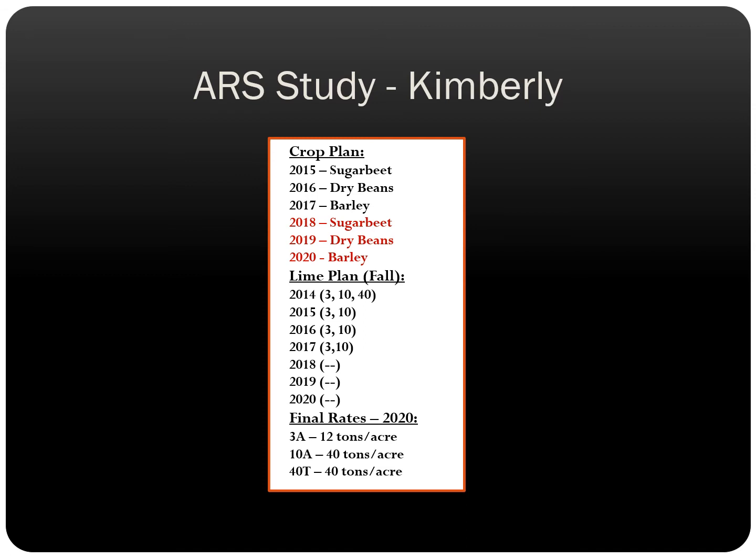And so you have a total of 12 dry tons per acre on the 3A treatment, 40 tons per acre total on the 10A treatment, and again 40 tons per acre total on the 40T treatment. And you can see the final rates there down at the bottom.